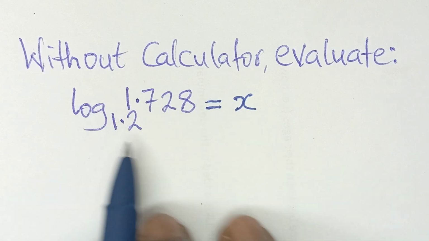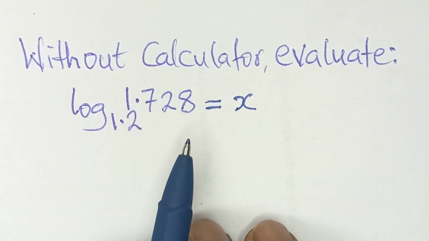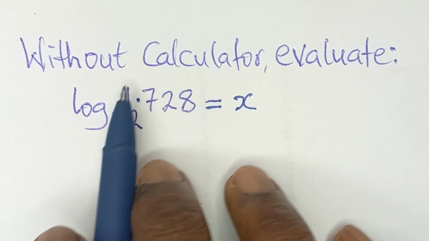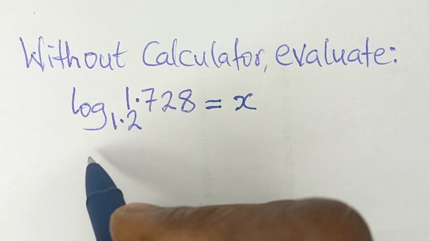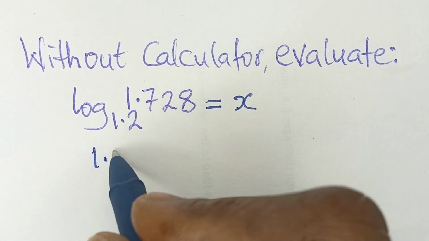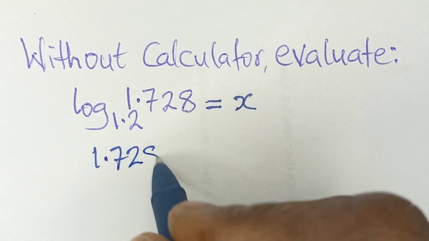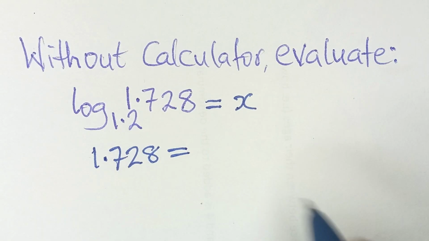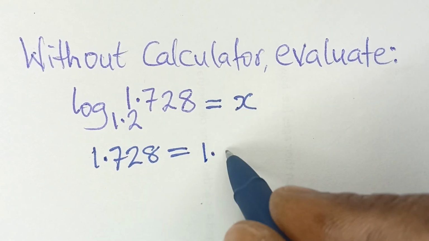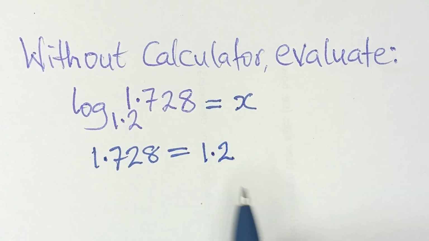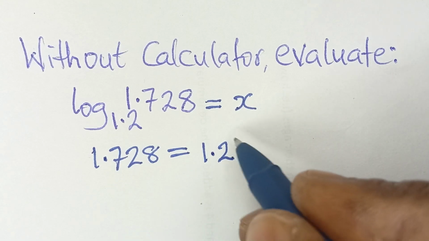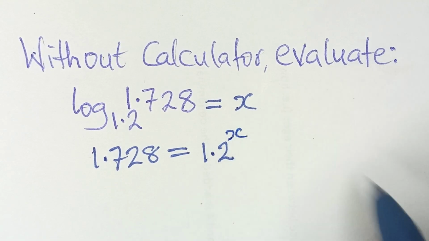So now, for us to convert this logarithm to indices, what we are simply going to do is to take this number that we're looking for, its log, and so that will be 1.728, and that will be equal to the base here that we have, which is 1.2, also becomes the base of the indices, and that will be raised to the power of the answer here, which is x. So 1.2 raised to the power x.